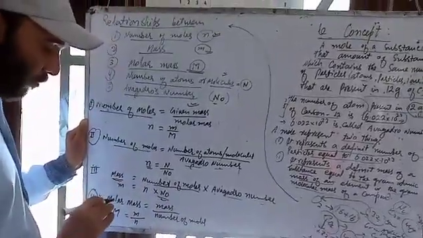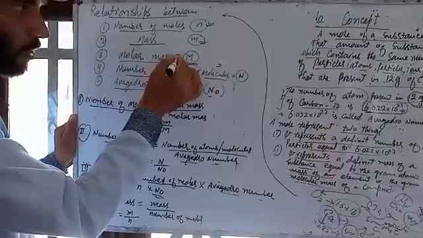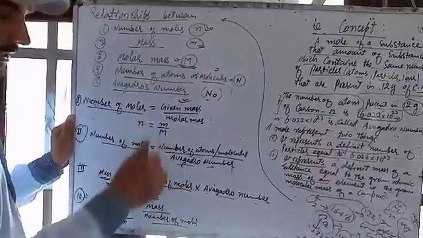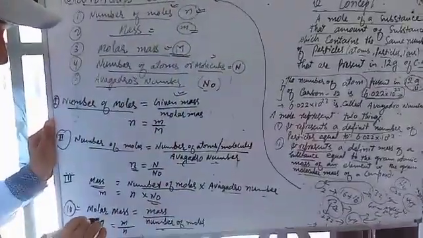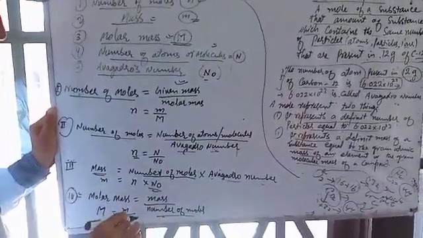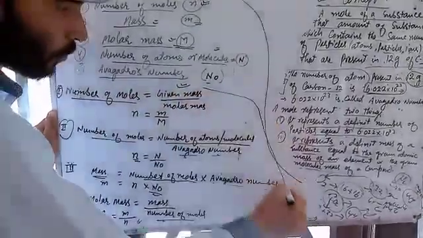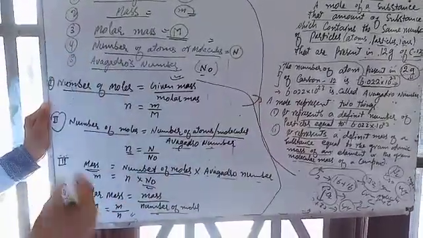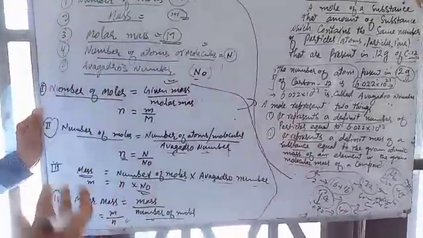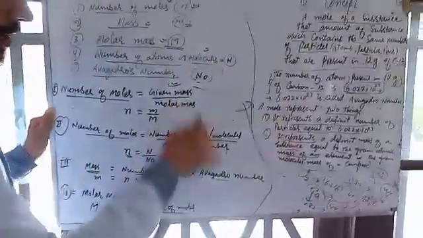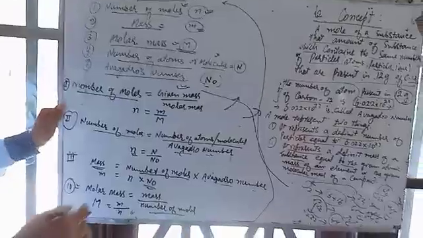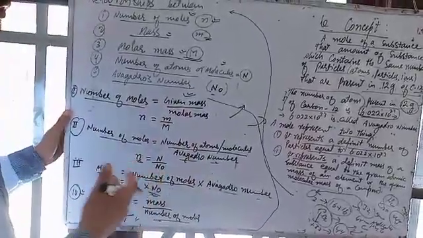Last one is molar mass. Molar mass can be calculated by mass, or you can say given mass, divided by number of moles. How many moles are there? Mass and number of moles. Capital M is equal to small m divided by small n. You have to remember these 4 formulas and you can calculate the different things. You can calculate number of moles, you can calculate mass, you can calculate even molar mass. Therefore these 3-4 formulas are very important for you, because many numericals are based on these formulas which you have to remember.